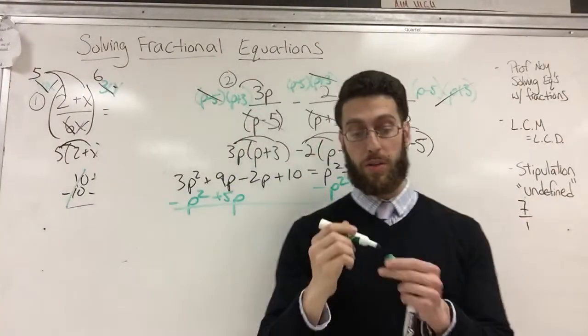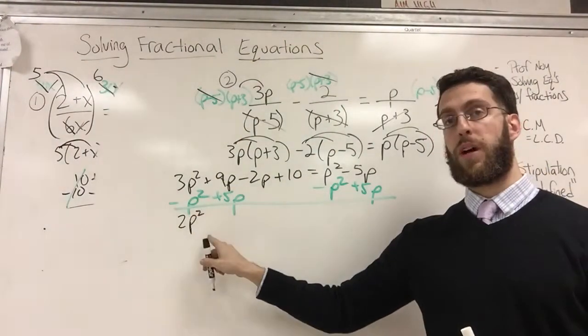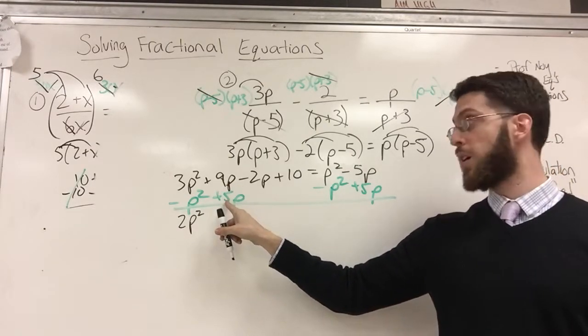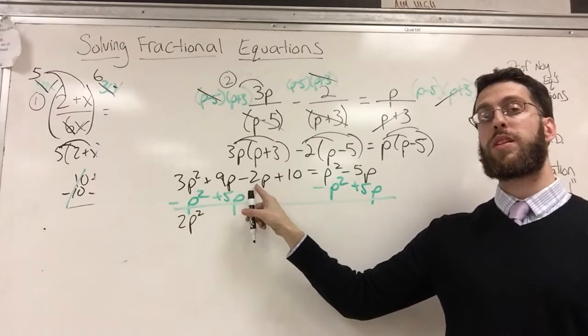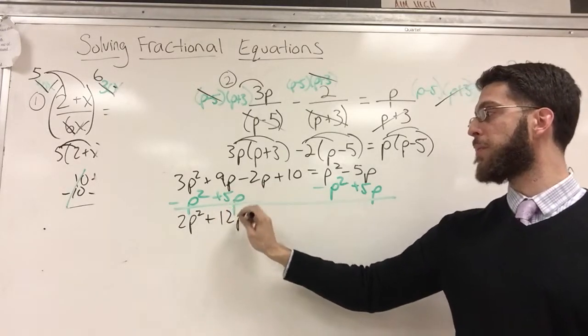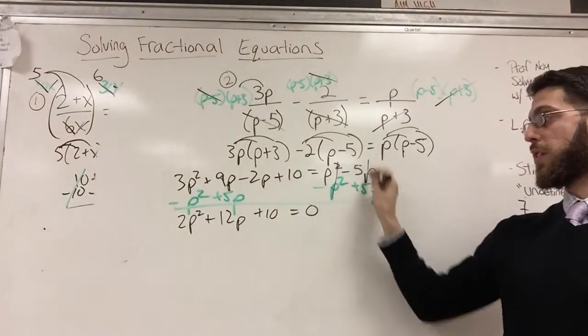So try to stay with me because I'm going to skip a step. This is going to give me 2p squared. Follow me? This is 9p plus 5p is 14p. But there's another like term right there. 14p minus 2p is positive 12p. And then the plus 10 is going to drop down. And that equals, nothing's left on this side, equals 0.